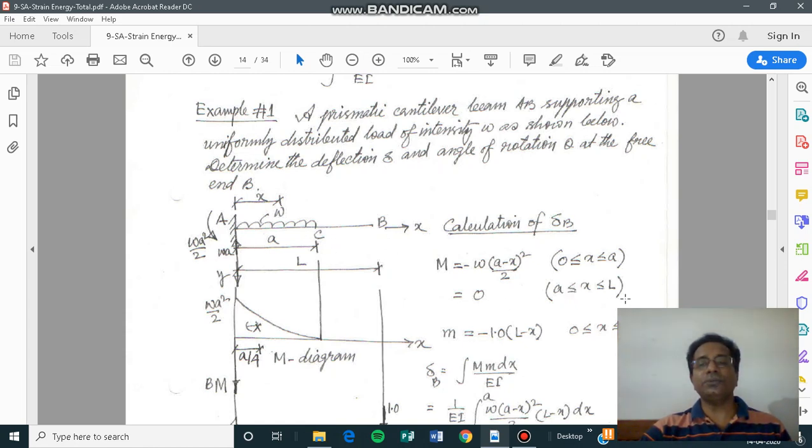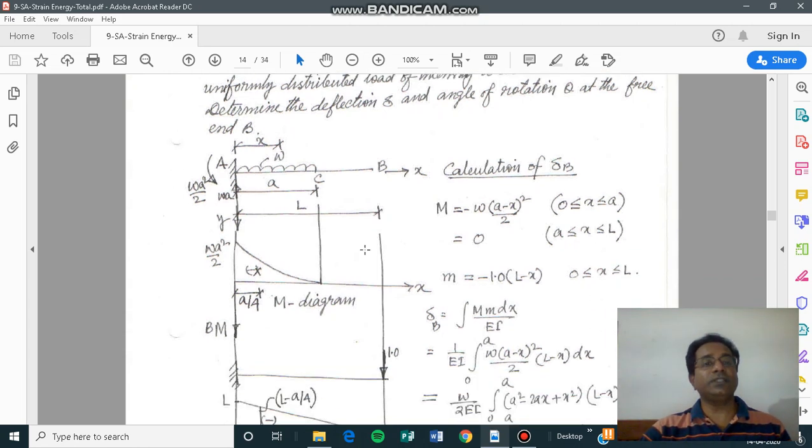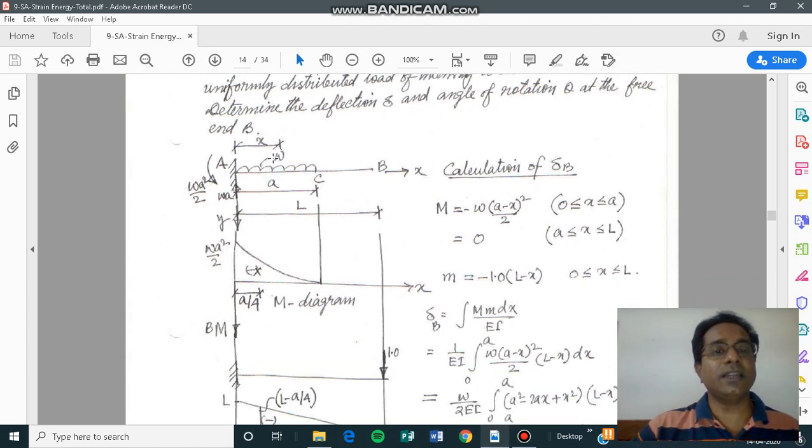That's why it is A to L. But the same thing, if I take C as the origin, then my range will change. But in this particular example, the origin is considered as A. So that's why for the section AC, this is the bending moment, and for the section BC, this is the bending moment. And we know the origins, that is, the range is given here. That's the bending moment for the external load.